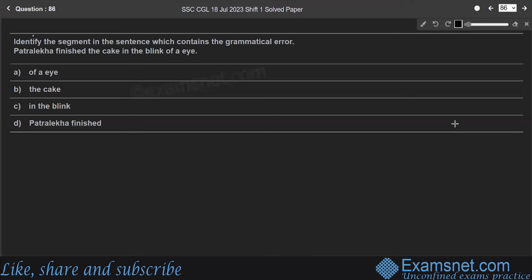Question 86. Identify the segment in the sentence which contains the grammatical error. So in the given sentence, Patralekha finished the cake in the blink of a eye, right? This part, a eye, has the grammatical error.